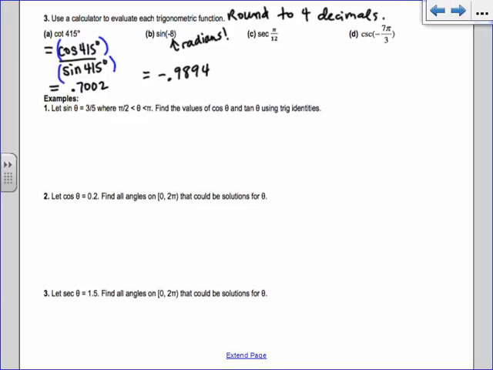And then secant of pi over 12, everybody has a hard time with secant and cosecant. They always panic. They think that it's the inverse cosine, and it's not. We'll talk about inverse cosine later. So do not use that. Okay, instead, what you're going to do is 1 over cosine of pi over 12, which is going to be 1.0353.